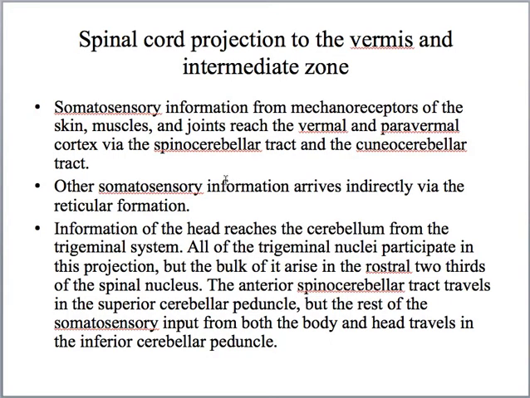Okay, so somatosensory information from mechanical receptors of the skin, muscle, and joints, they reach the vermis via the spinocerebellar tract. And the cuneocerebellar tract, remember, the cuneocerebellar tract is coming from that lateral cuneate nucleus. That's the upper extremity information. And so that's going to enter into the cerebellum, again, via the inferior cerebellar peduncle. Okay?